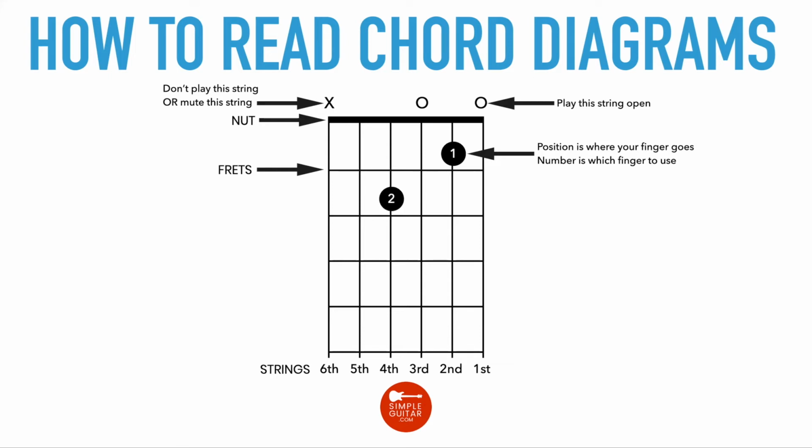And your fourth string, we have your second finger, because it's a number 2, and it's on the line for the fourth string, and it's over the second fret. So you're going to have your second finger, fourth string, second fret.